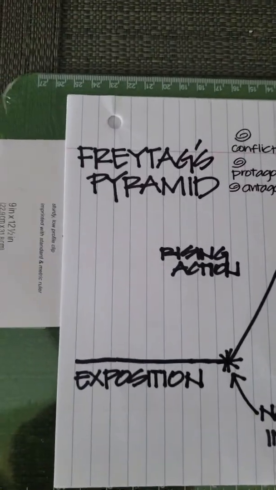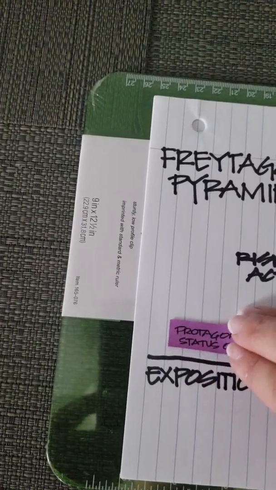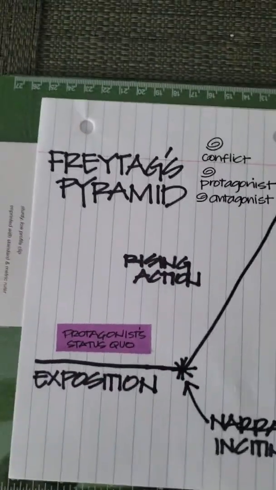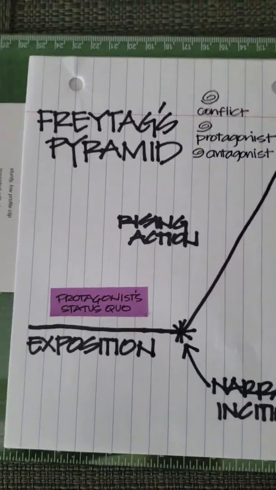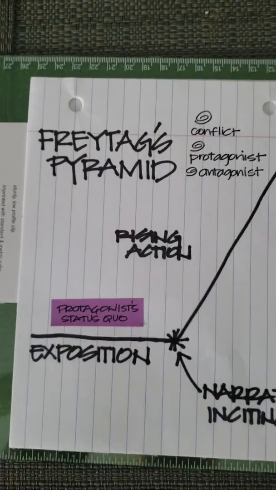Okay, going back to the exposition, let's think about Freytag's pyramid in terms of what happens to our protagonist, because of course the protagonist is the center of the story. So everything that happens in the plot of the story revolves around a problem that this protagonist has.